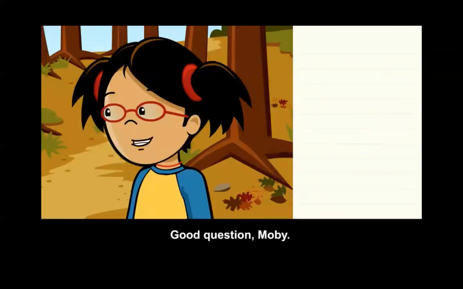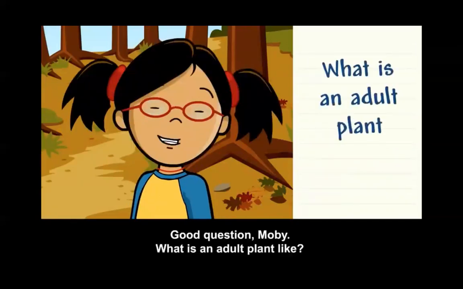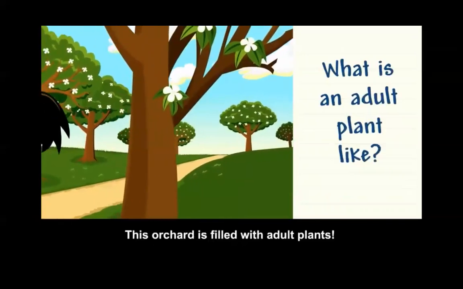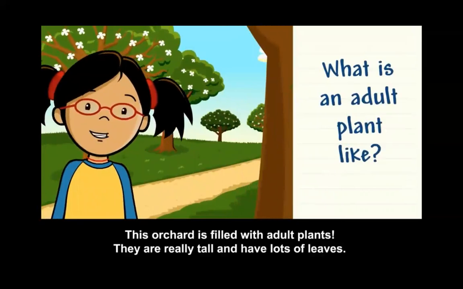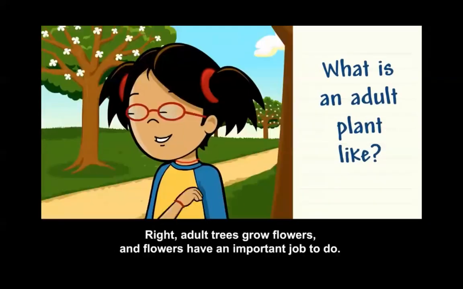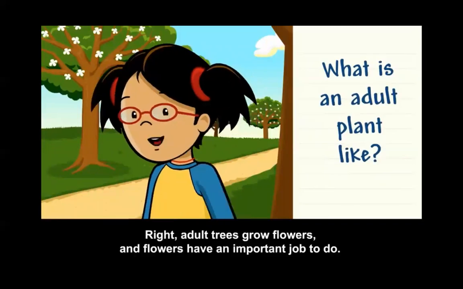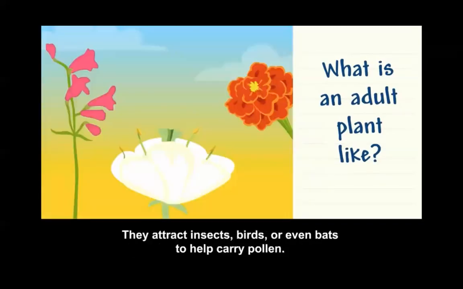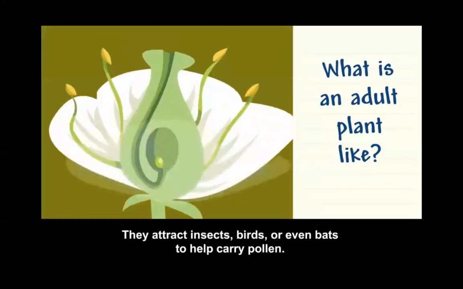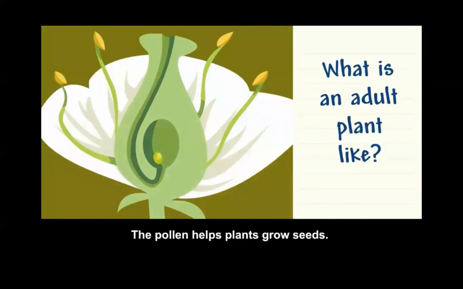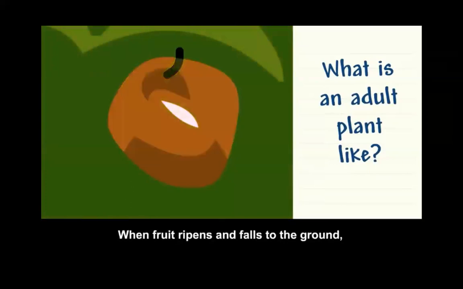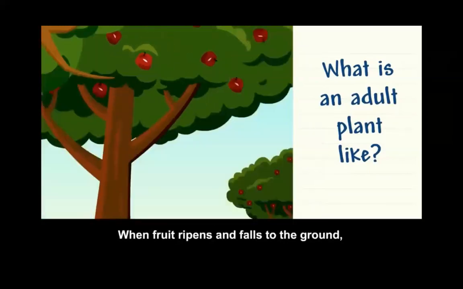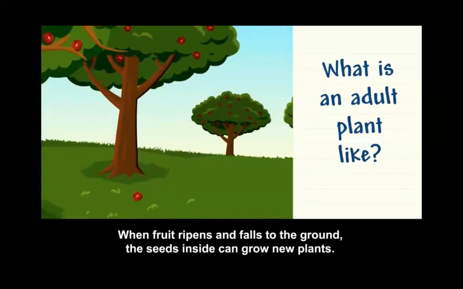Good question, Moby. What is an adult plant like? This orchard is filled with adult plants. They're really tall and have lots of leaves. Right, adult trees grow flowers, and flowers have an important job to do. They attract insects, birds, or even bats to help carry pollen. The pollen helps plants grow seeds. And fruit grows around the seeds to protect them. When fruit ripens and falls to the ground, the seeds inside can grow new plants.